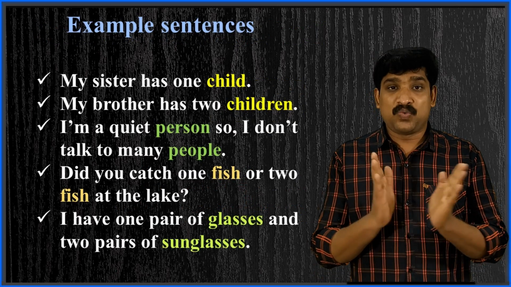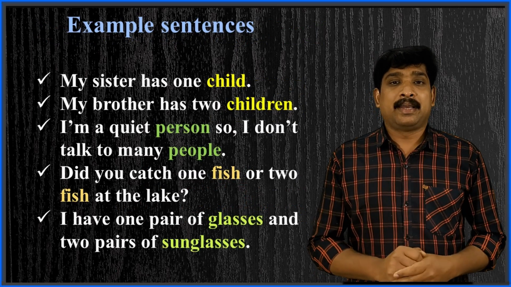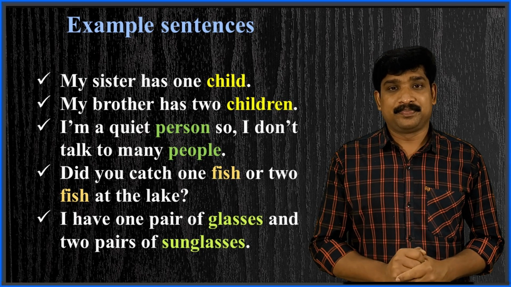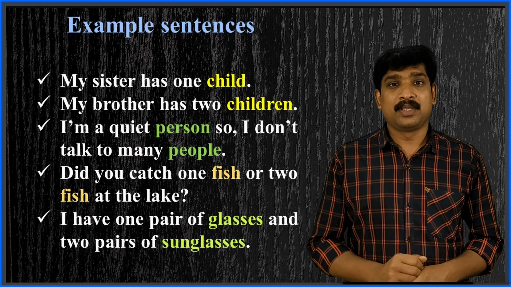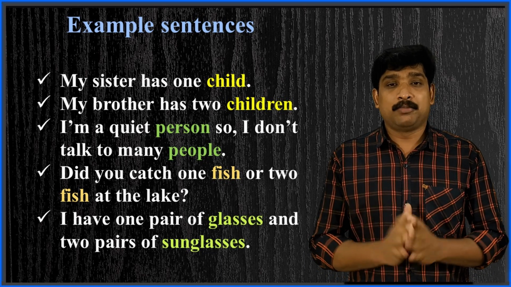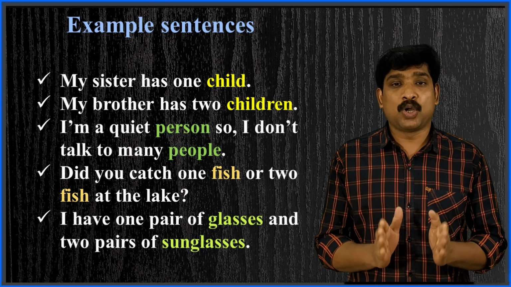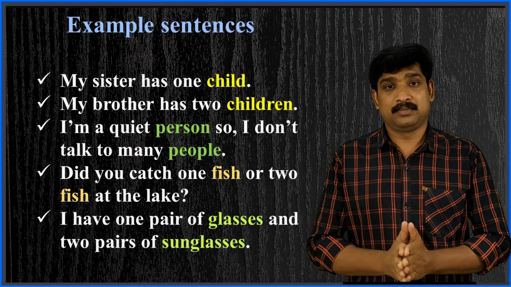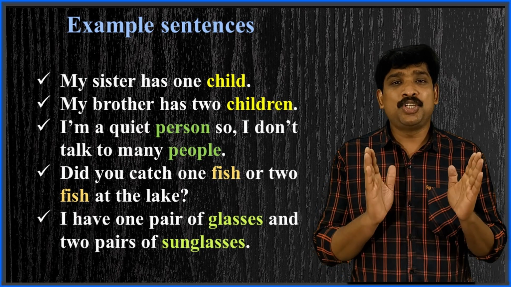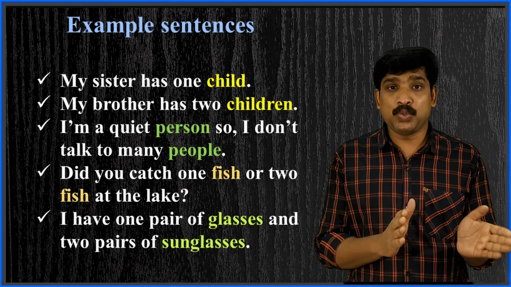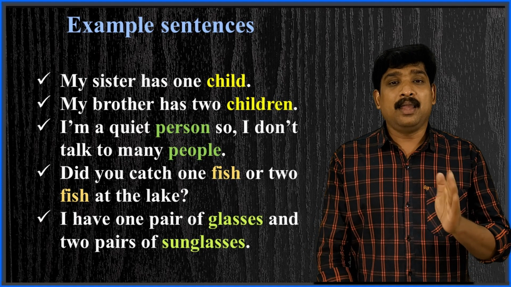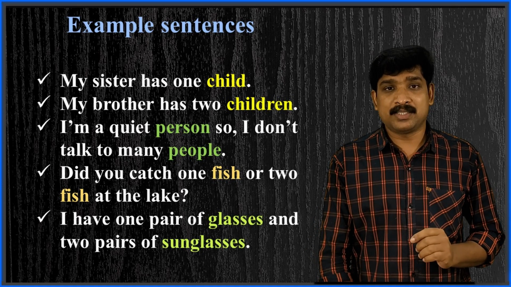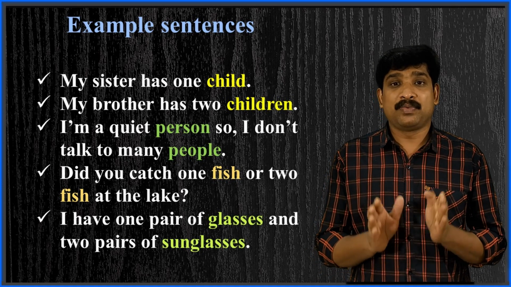Let's start. First, my sister has 1 child. My brother has 2 children. Next, I am a quiet person, so I don't talk to many people. Next sentence, did you catch 1 fish or 2 fish at the lake? Next sentence, I have 1 pair of glasses and 2 pairs of sunglasses.